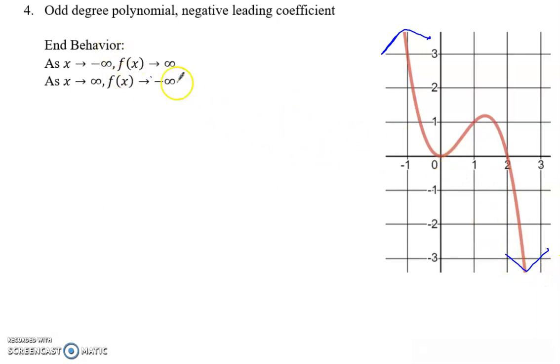So that is where we get those. As x approaches negative infinity, as we go to the left, f of x approaches positive infinity, it's going up. As x approaches positive infinity, as we go to the right, f of x approaches negative infinity, it's going down. And that is for an odd degree polynomial, negative leading coefficient.